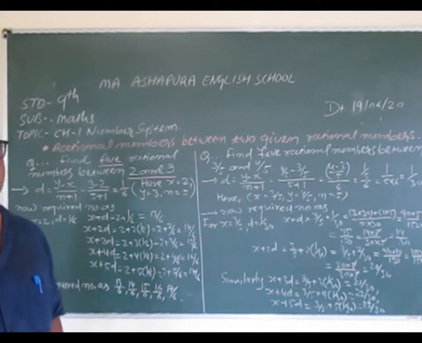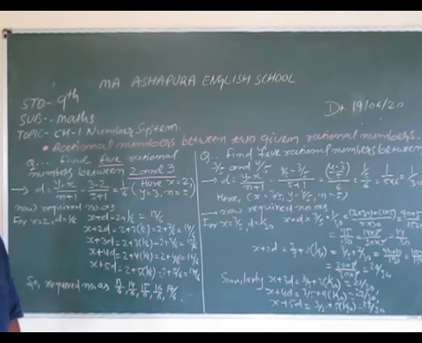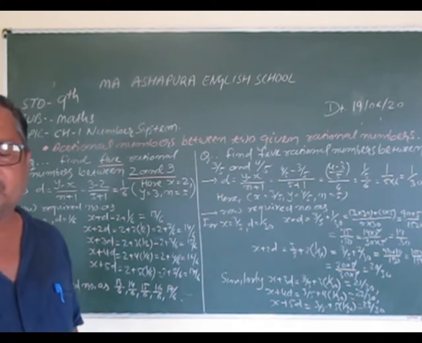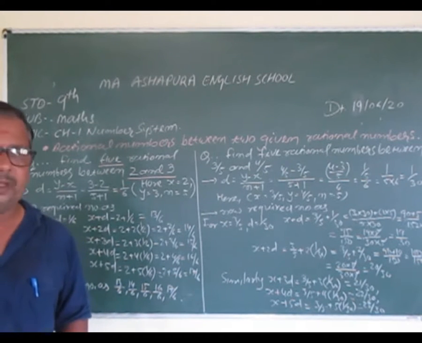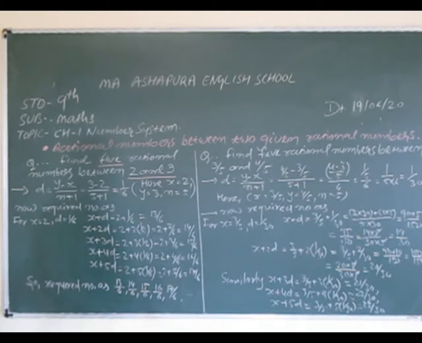This question is like your text question number 2 from exercise 2.1. Exercise 2.1 question number 2 we discussed in our previous video number 1. Now we are going to find out the 5 rational numbers between 2 and 3 in example number 1. So first of all we find D. D means (y minus x) upon (n plus 1). D means the difference between the terms. So D is equal to (y minus x) upon (n plus 1).